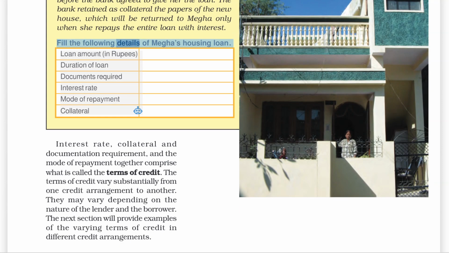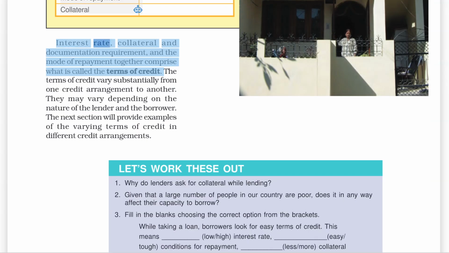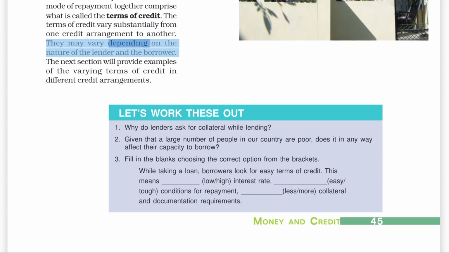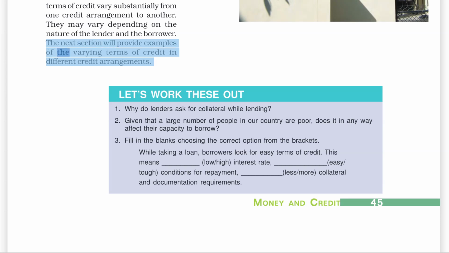Fill in the following details of Mega's housing loan. Interest rate, collateral, documentation requirement, and the mode of repayment together comprise what is called the terms of credit. The terms of credit vary substantially from one credit arrangement to another. They may vary depending on the nature of the lender and the borrower. The next section will provide examples of the varying terms of credit in different credit arrangements.